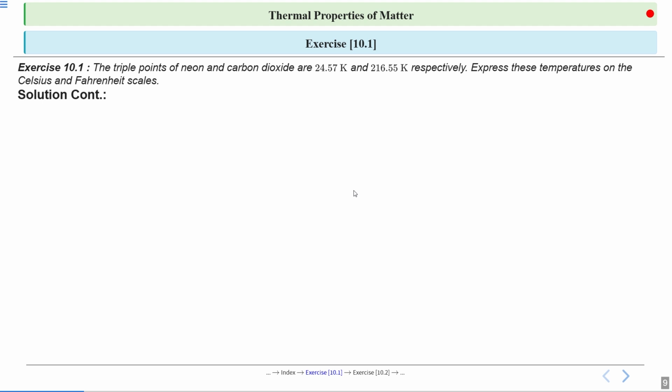Now, Celsius and Fahrenheit scales are related as Tf is equal to 9/5 into Tc plus 32. So this is the relation, because here the question asks about the triple point of neon and carbon dioxide on the second scale, that is the Fahrenheit scale.